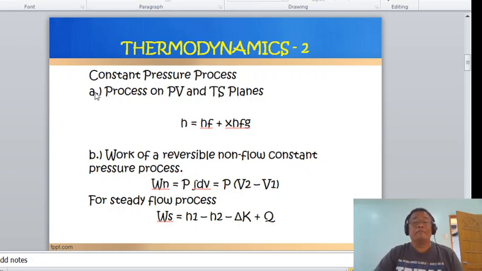quality of the steam. Okay, so another condition we have here, the work of a reversible non-flow constant pressure process. The work for the reversible non-flow, we have W sub n is equal to the integral of P dV, which is very similar to the work non-flow in ideal gases. Or simply P multiplied by the change in volume, P multiplied by V sub 2 minus V sub 1. Or for steady flow process, the work steady flow is equal to the change in enthalpy minus the change in kinetic energy if present, plus the heat transferred. Okay, so I think the equation is clear.